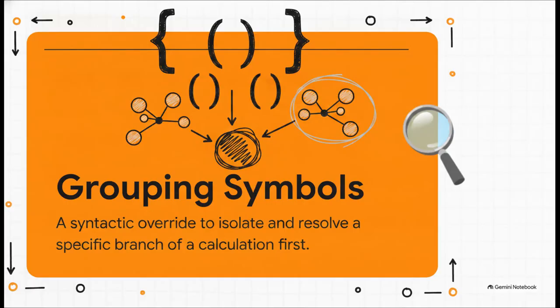And sitting right up at the very top, in Tier 1, are grouping symbols. Now, here is a vital shift in perspective. Brackets and parentheses do not function as mathematical operations themselves. You can't do a bracket. Instead, think of them as a syntactic override. They're like a VIP pass, instructing the reader to skip the normal line, isolate that specific branch of the algebraic tree, and resolve it first before interacting with the rest of the equation.